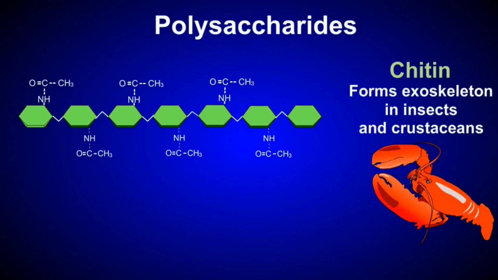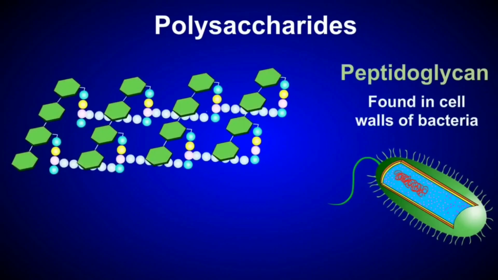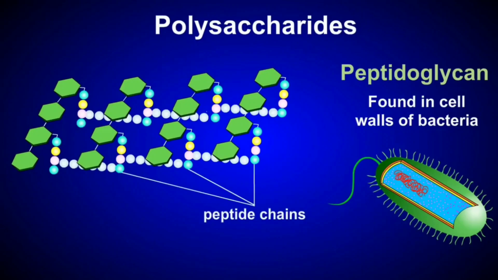Chitin is a structural polysaccharide found in animals and fungi. It makes up the exoskeleton of insects and crustaceans. It has unique properties as a result of chitin having amino acid groups attached to its sugar monomers. Peptidoglycan is a complex polysaccharide found in the cell walls of bacteria. The macromolecule is both flexible and rugged due to its structure.